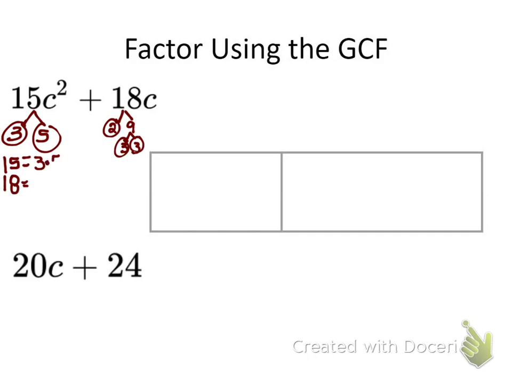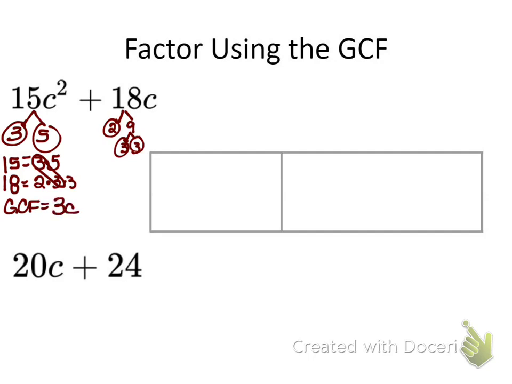For 15, I have 3 times 5. For 18, I have 2 times 3 times 3. So what number do they have in common? Three. Okay, so they have a 3 in common. Then we have to look at our variables. What variable do they have in common? They have a C. Okay, so the greatest common factor is 3c.